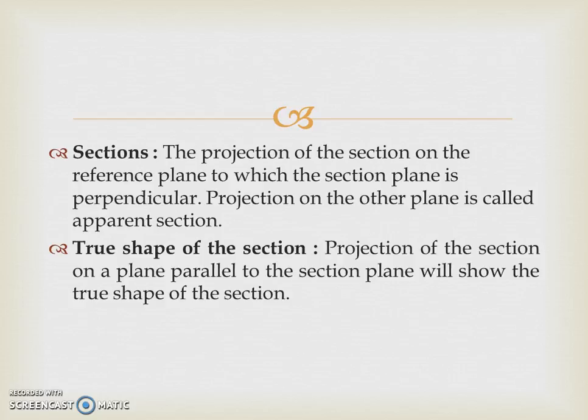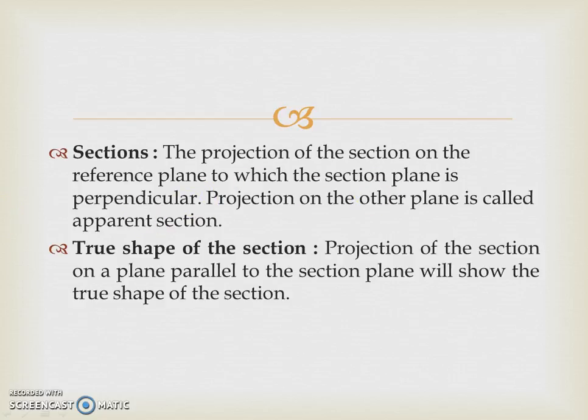Next, we are going to identify the section. What is the section? The projection of the section on the reference plane to which the section plane is perpendicular. Projection on the other plane is called the apparent section. In the previous example, we have seen the cutting plane is in the top view, so perpendicular to the cutting plane is the front view. That means the cutting plane is in a horizontal plane, and in the vertical plane we will see the section.